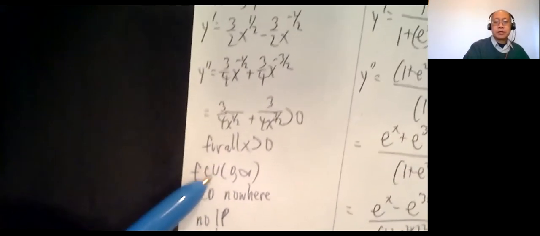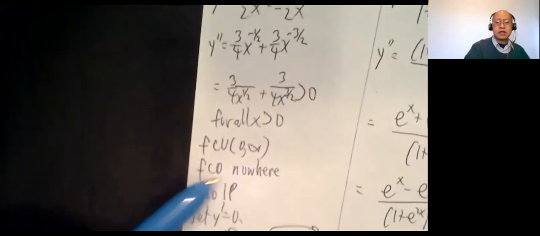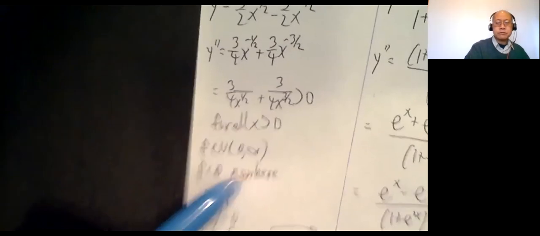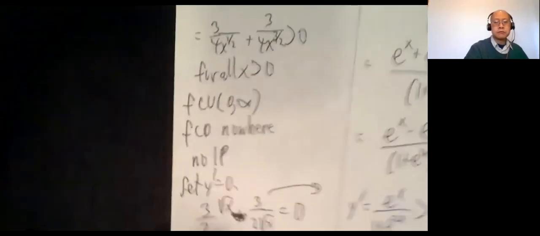So I can do a second derivative analysis very easily. The function is concave up from 0 to infinity, and it's concave down nowhere. So automatically there's no inflection point. So whatever this graph looks like, it's got to be concave up all the time, as you can see here.